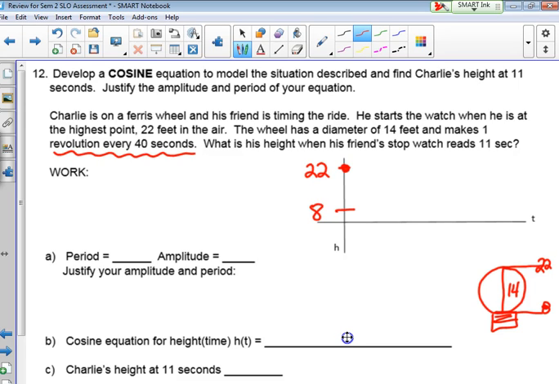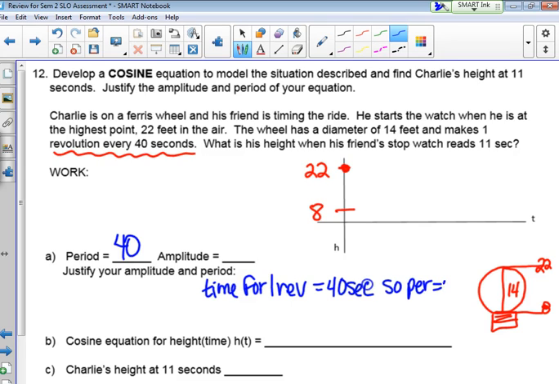What else? One revolution every 40 seconds. That's the period, right? Justify your amplitude and period. Time for one revolution is 40 seconds. So the period is 40. What about the amplitude?